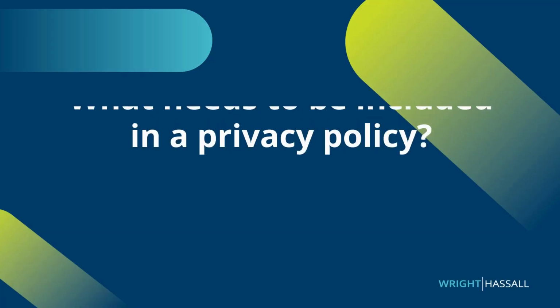In order to put a privacy policy together, you really need to undertake a data mapping exercise. So look at all the different types of data that are being processed by the business and what is happening to that data during the course of its time with the business. And then that will inform your privacy policy.